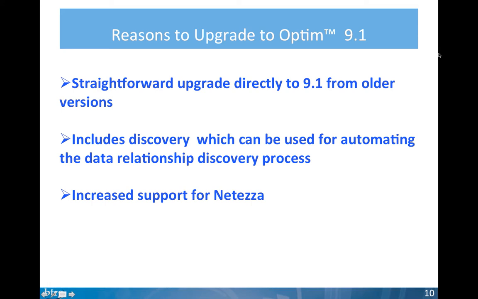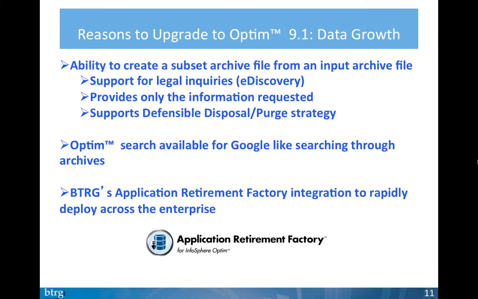Before we get into those features, I just wanted to talk a little bit about what we recommend to our customers around why you would upgrade to 9.1. At an overarching level, it's a very straightforward upgrade, right? You can get to 9.1 from older versions in a very direct manner, so it's an undertaking that we recommend, and it's not super complex. The fact that Discovery is now included is a very big reason, and you can use it for privacy, finding sensitive data, and also for test data management and archiving initiatives to help you find relationships. And increased support for Netezza is definitely a good overarching recommendation there.